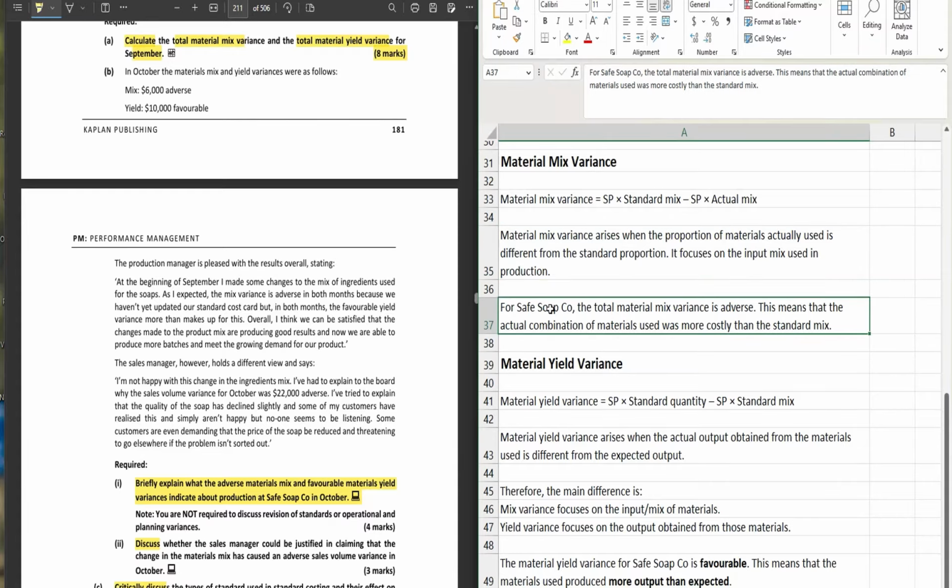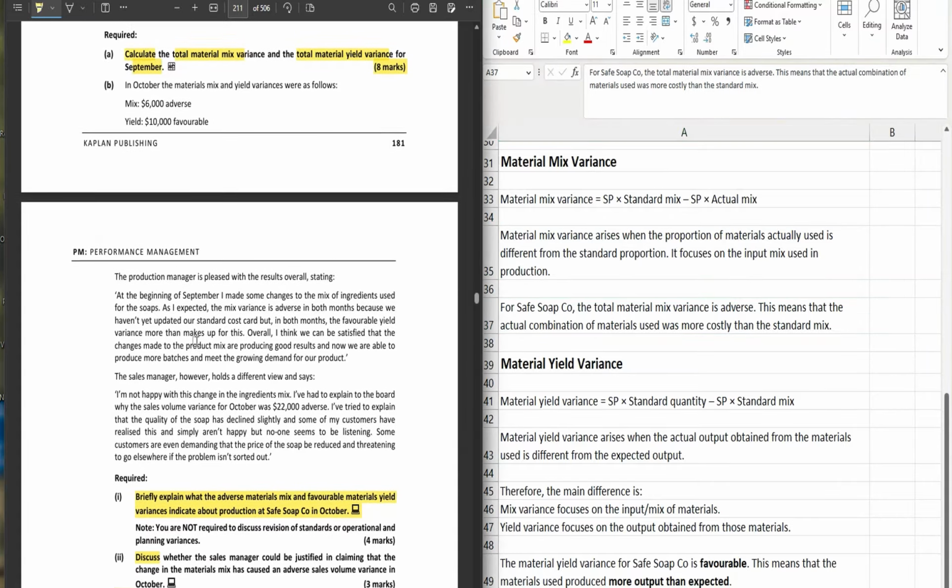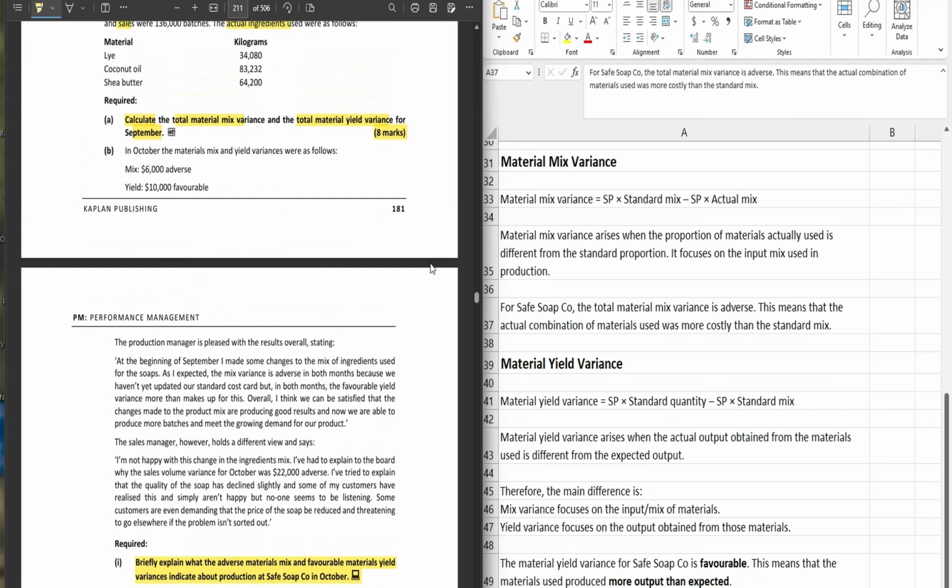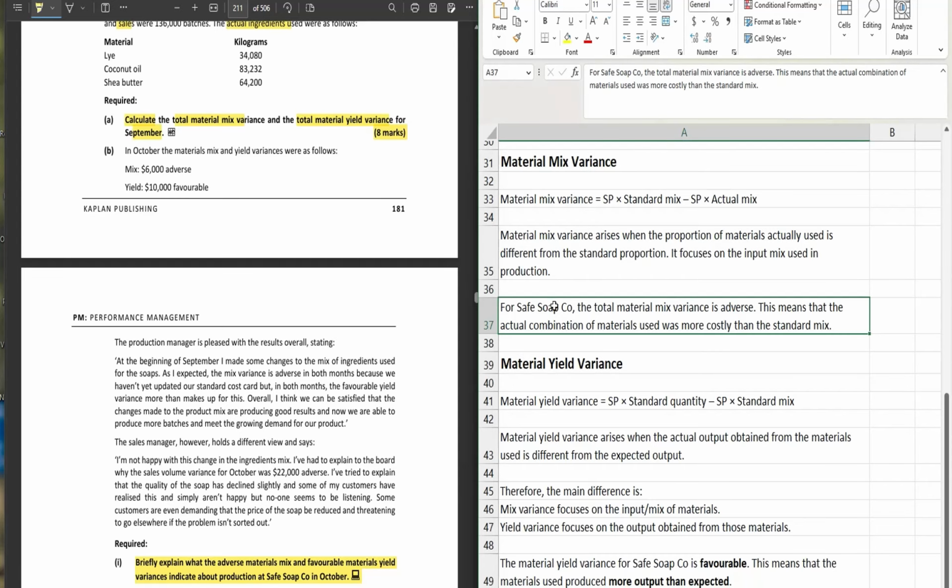So for the Safe Soap company, as they mentioned, we have also calculated it. It was an adverse figure, and for the month of September and also for the month of October, mix variance is adverse. That is 6,000. So total mix variance is adverse for both months. We can write here for both months of September and October.